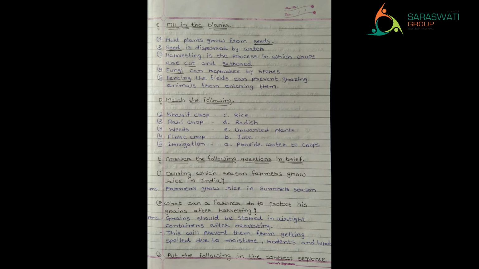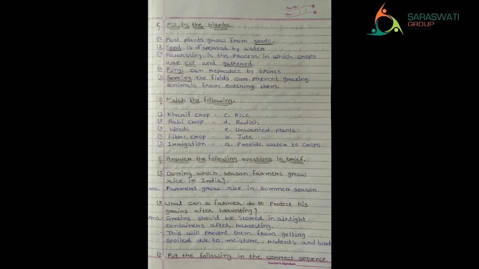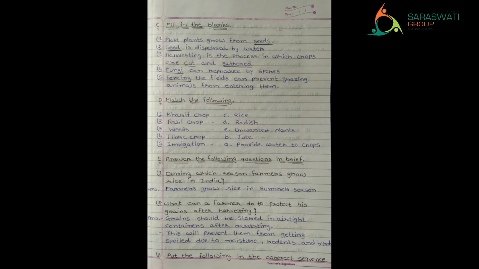Okay? Now fifth blank. Blank the fields can prevent grazing animals from entering them. That means if we want to save our crops from grazing animals, what should we do around our field? If you remember, in the video I told you about fencing, where we put thorny nets or barbed wires. So that is known as what? Fencing. Clear? Okay. Now we are moving to the next question.